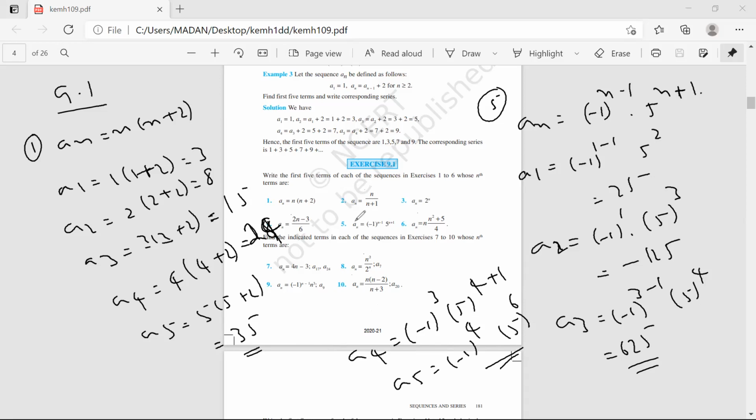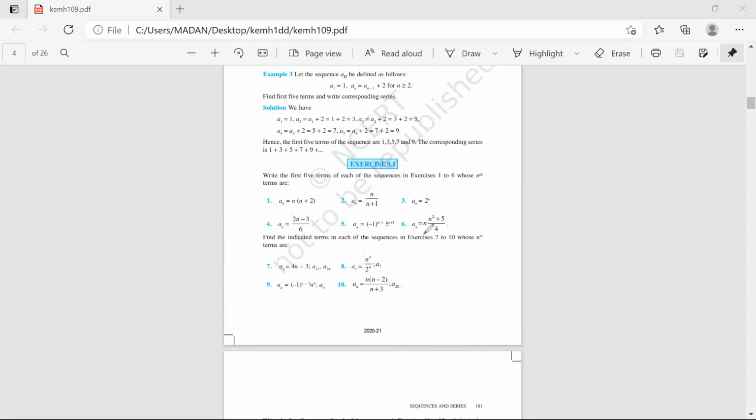This is problem number 5. I am taking the 7th problem, because up to the 6th problem you can do very easily, just substituting 1, 2, 3, 4, 5. I am taking the 7th problem. Please read the question first.